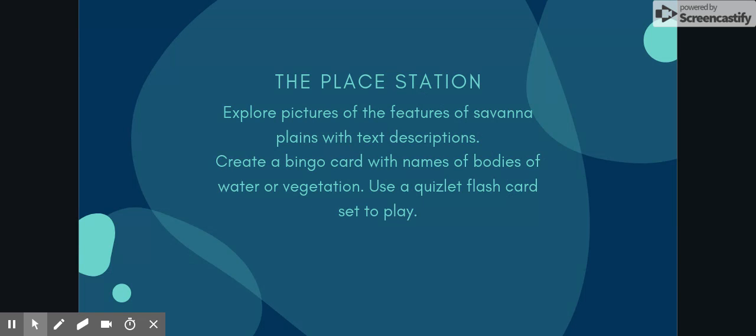And then finally, in the place station, the features of the terrain would be shown with pictures that they could then flip over and read a text description of those features. And then beyond that, students could create a bingo card with the vocabulary that they've just gone over, those features of the terrain, and then together go on Quizlet and use a flashcard set that I've set up to play a quick game.